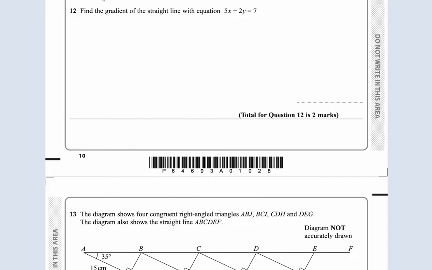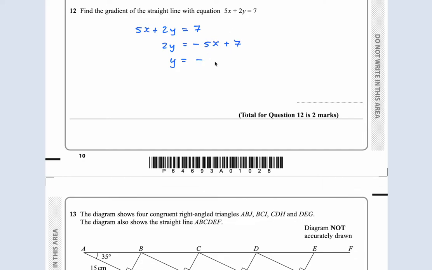Question 12. Find the gradient of the straight line with equation 5x plus 2y equals 7, right? So we need to rearrange this equation so it is in the form y equals mx plus c. How do I do that? Firstly, I get the x term over here. So I'm going to subtract 5x. So it's minus 5x plus 7. Then it can't be in the form 2y equals mx plus c. It has to be y equals mx plus c. So I'm going to divide by 2. Now I'm going to divide everything by 2, because I divide the left side of the equation by 2, and the right side of the equation by 2.